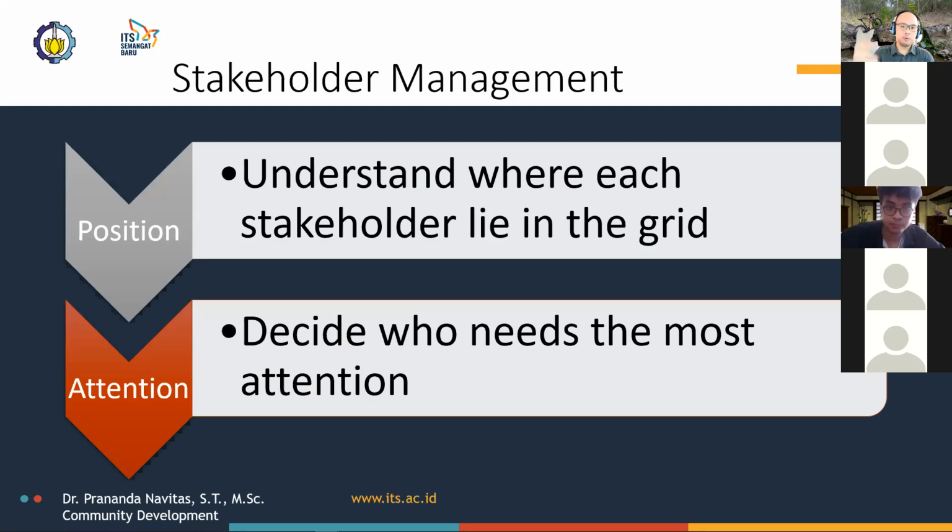Now, a little bit further on stakeholder management. The first step in stakeholder management is to understand clearly where each stakeholder lies in the grid. Someone that has both a major interest in and a considerable power over the organization and/or the effort, a funder, for example, or a leader of a population of concern, would go in the upper right-hand corner of the upper right quadrant.